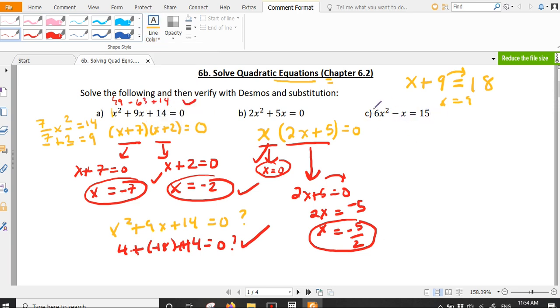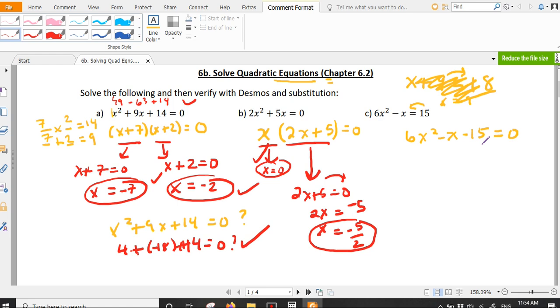So, I look at this and think, what? It doesn't equal 0. Well then, you're right. Let's make it equal to 0. So I'm going to move the x and the 15 over, which makes 6x squared minus x minus 15 equal to 0. Now I just have to factor this. Okay? Now I'm just going to erase this so it doesn't confuse us.